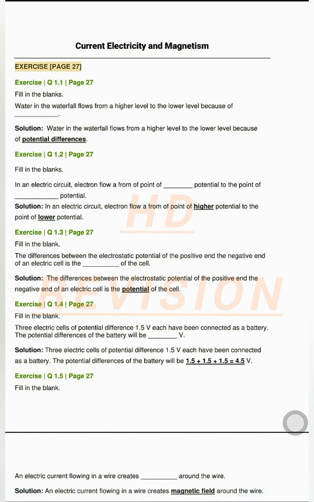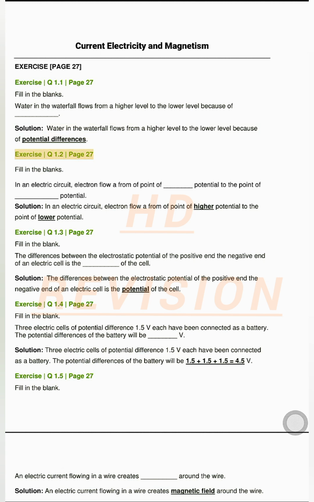Exercise page 27. Exercise Q1.1, page 27. Fill in the blanks. Water in the waterfall flows from a higher level to the lower level because of underscore. Solution. Water in the waterfall flows from a higher level to the lower level because of potential differences.